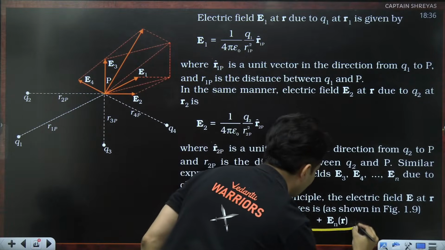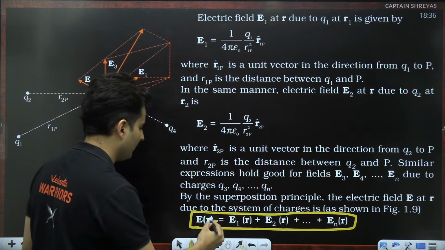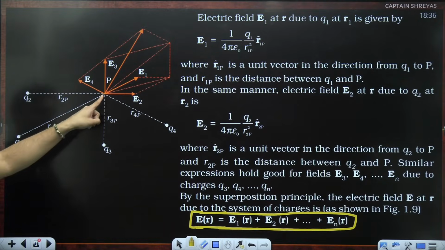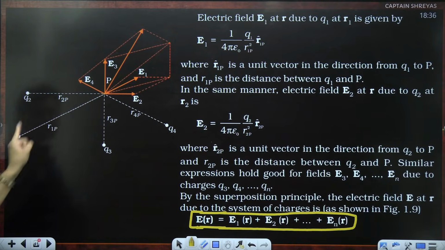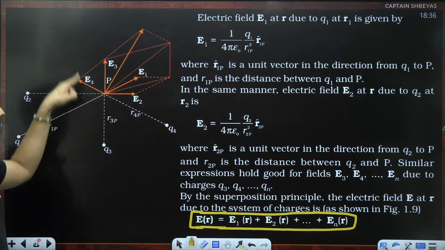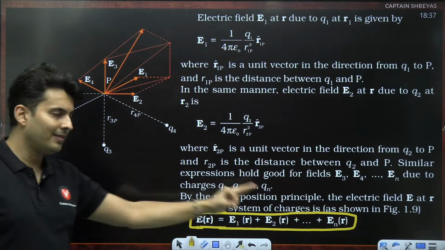E1 plus E2 plus E3 plus En. You add them, you will get the resultant field. Simple. At any particular point, field due to 2, field due to 1, field due to 3, field due to 4. You take all these vectors, find the resultant, you will get the net field at any point.